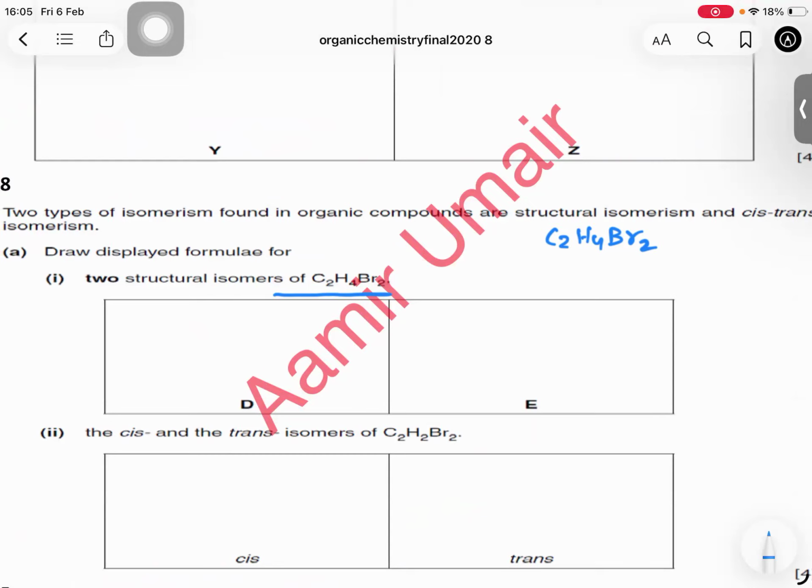All structural isomers. But how would they... Okay, then this is one. Okay, no, no. Oh, I think that's right.